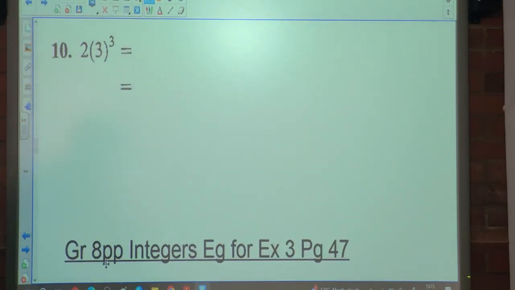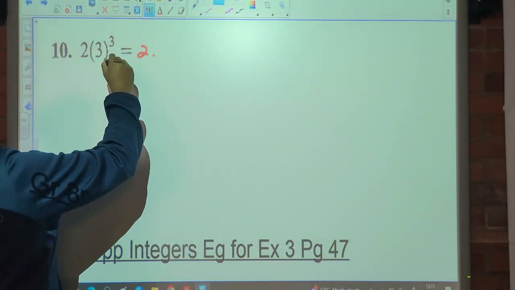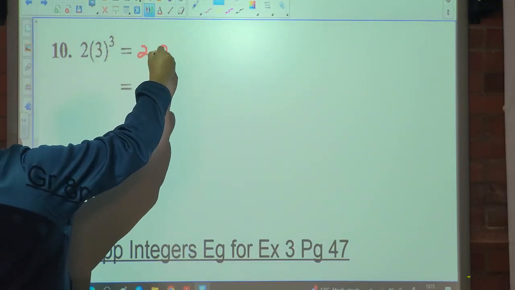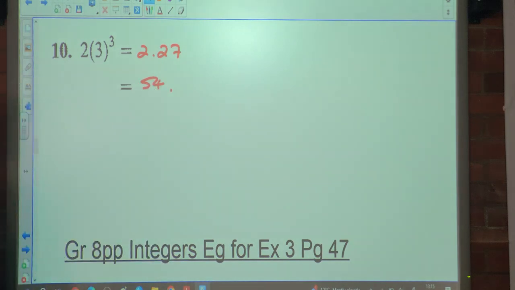Number 10. We must do the exponent first, not so? So this will simply be 2 times 3 to the exponent 3, which is 27. And 2 times 27? 50. No negative signs here, so we don't have to count any, or check if the exponent is odd or even, or whether the number of negatives is odd or even. Right, any confusion? No?